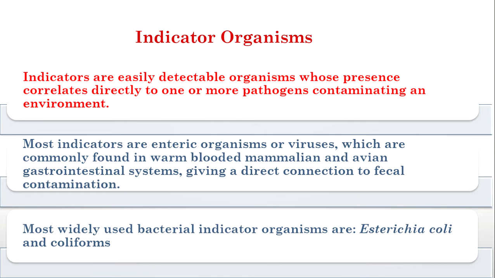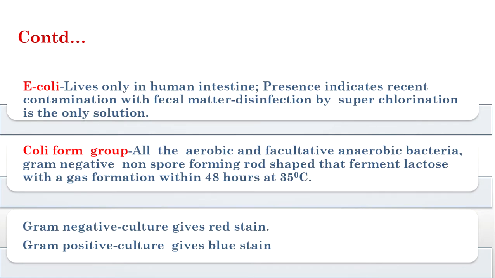Escherichia coli or E. coli, or coliform groups, are some of the bacteria which can be used as indicator organisms. That means if such bacteria are present in water, we can say that the water is polluted with some other bacteria also. The water is bacteriologically polluted, we can say. So E. coli, you all know, lives in the human intestine. Its presence indicates recent contamination with fecal matter. So fecal contamination of water, contamination from septic waste, is indicated by the presence of E. coli in water.